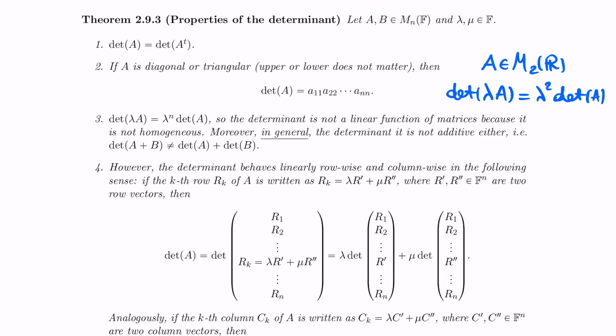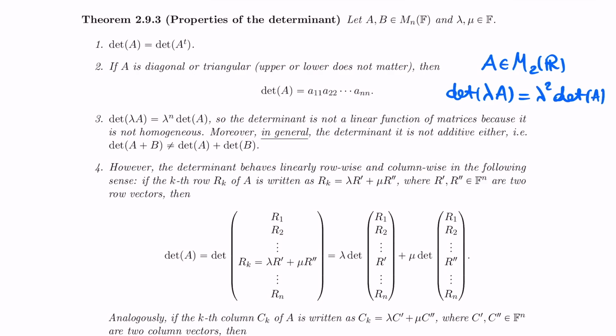What about additivity? What we can say is that in general, the determinant of A plus B is different than the determinant of A plus the determinant of B. So in general, additivity doesn't hold. However, there are a couple of matrices A and B for which this equality holds. What this statement says is that we can always find a couple of matrices for which the determinant function is not an additive one.